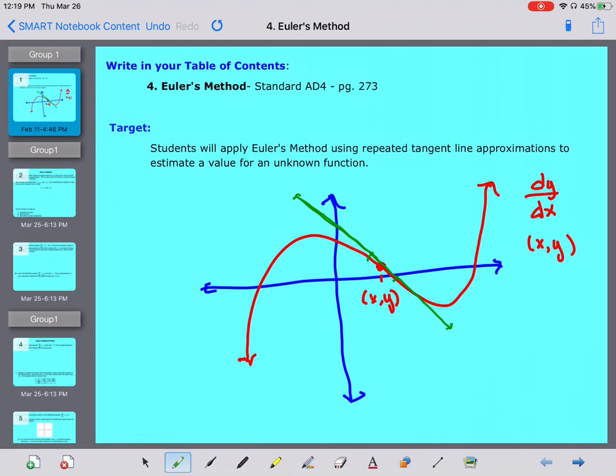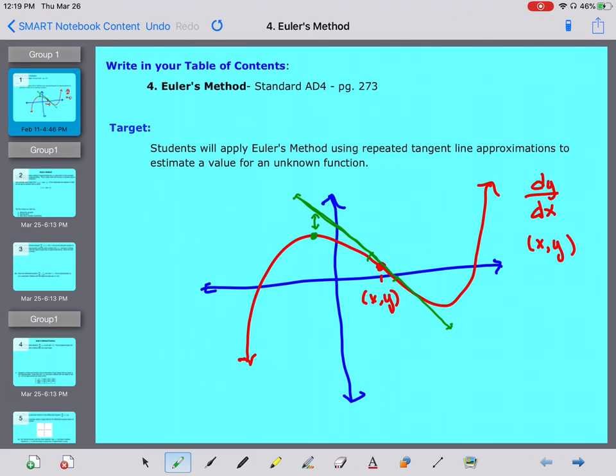I would say it's a good approximation. But if I wanted to approximate this point, we can see that our tangent line is pretty far from that point, so that's not going to be a very good approximation. So a mathematician with the last name of Euler, of course, started looking at this: if all we know is a starting point and the derivative of a function, how could we use that to approximate a value that's far from that point of tangency?